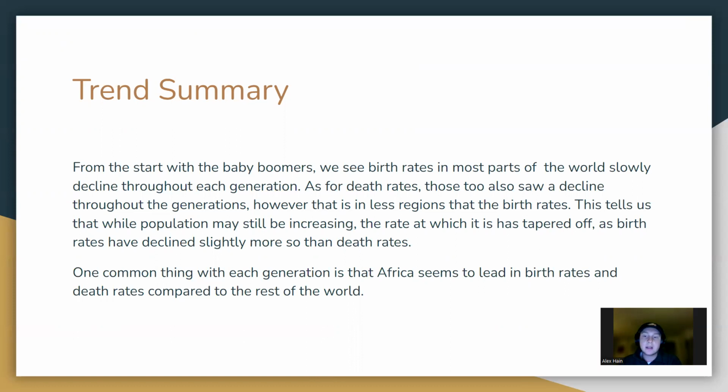And so, this tells us that, while the world population is definitely higher today than it was in 1960 with the baby boomers, it's still increasing, but just the rate at which it is increasing has tapered off some, as the birth rates have declined more so, and the death rates have declined.